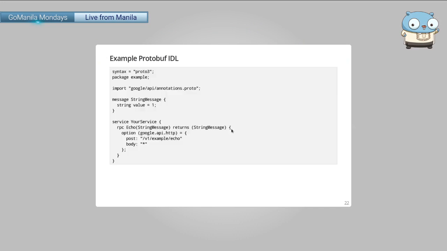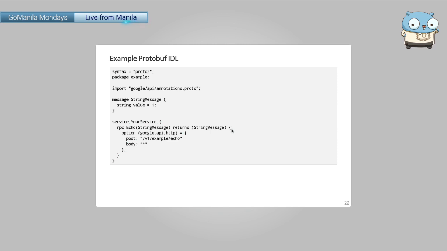To give you a brief overview, here's an example of a protobuf schema. Here's a service that defines an echo endpoint with an optional REST endpoint. If you strip out the option in the middle, it would be a pure gRPC service, so no REST. But as you can see, the option defines a post endpoint.